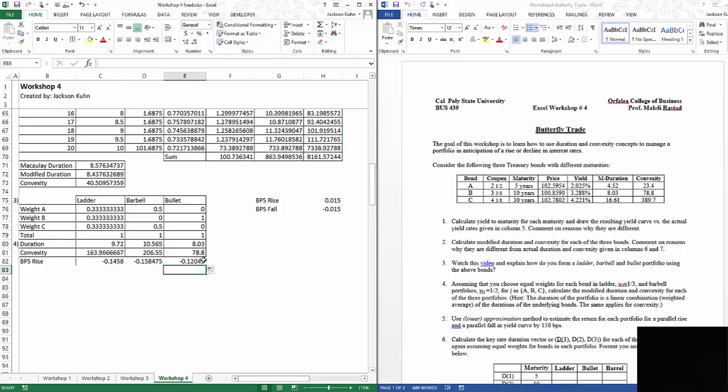So we see that for a rise of 1.5% under the ladder portfolio, the return decreases by 14.58%. For barbell, it's negative 15.84%, and for bullet, it's negative 12%. So now for a BPS fall, it's going to be the same process. It'll be equal to negative duration times our basis points change. We need to lock that, and it should be just the inverse, but now it's positive. So now we'll add borders here, and this is question number 5.